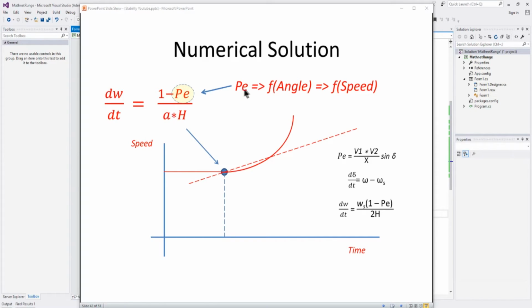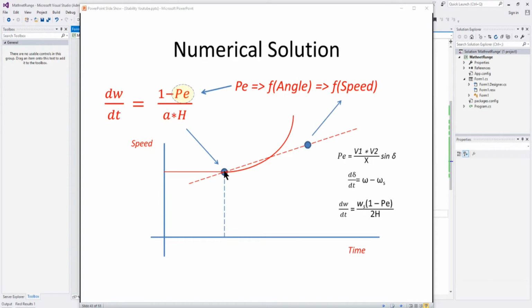This power is a function of angle. Remember we said it's a function of angle using this equation. And that angle is a function of speed using this equation. So we've got a speed. We need to figure out the angle, then the electrical power to get a better estimate. Okay, so these are the three equations we need to solve to get better and better estimates of the response of our machine.